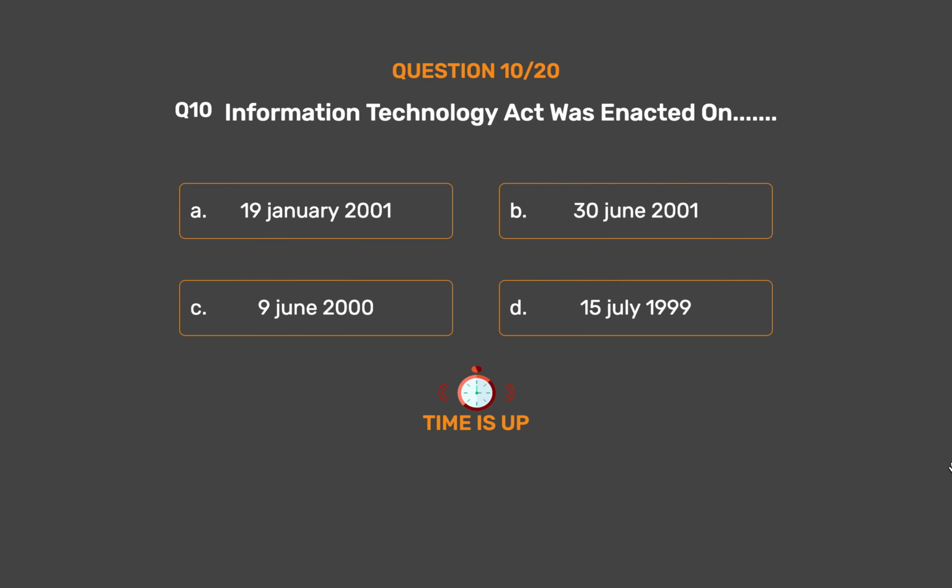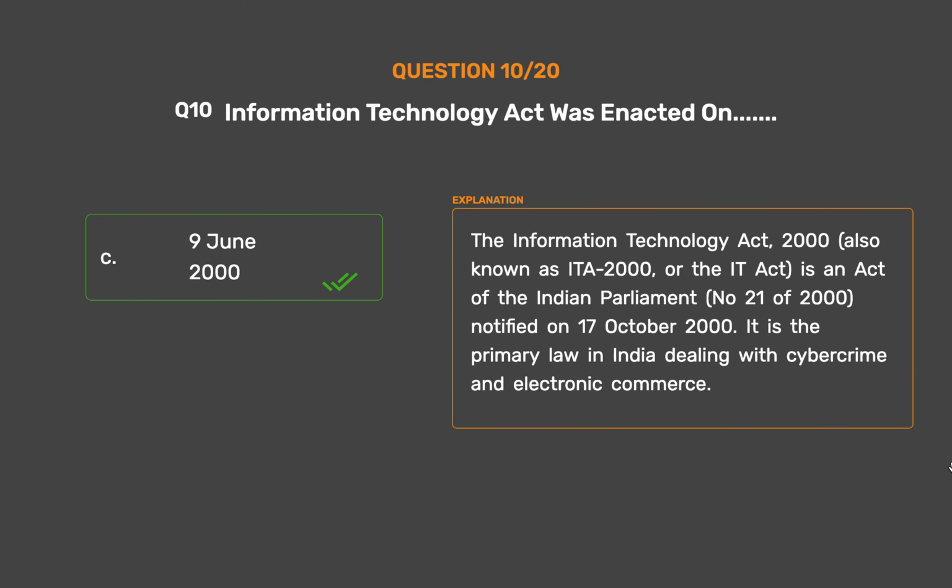The correct answer is Option C, the 9th of June 2000. The Information Technology Act, 2000, also known as ITA 2000, or the IT Act, is an act of the Indian Parliament, number 21 of 2000, notified on the 17th of October 2000. It is the primary law in India dealing with cybercrime and electronic commerce.